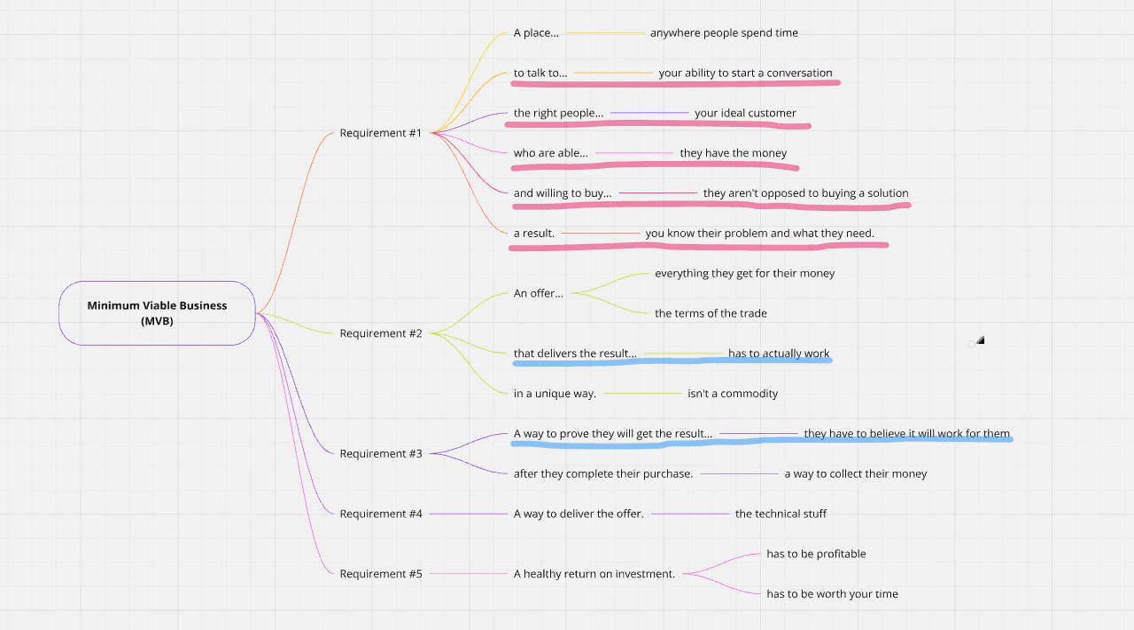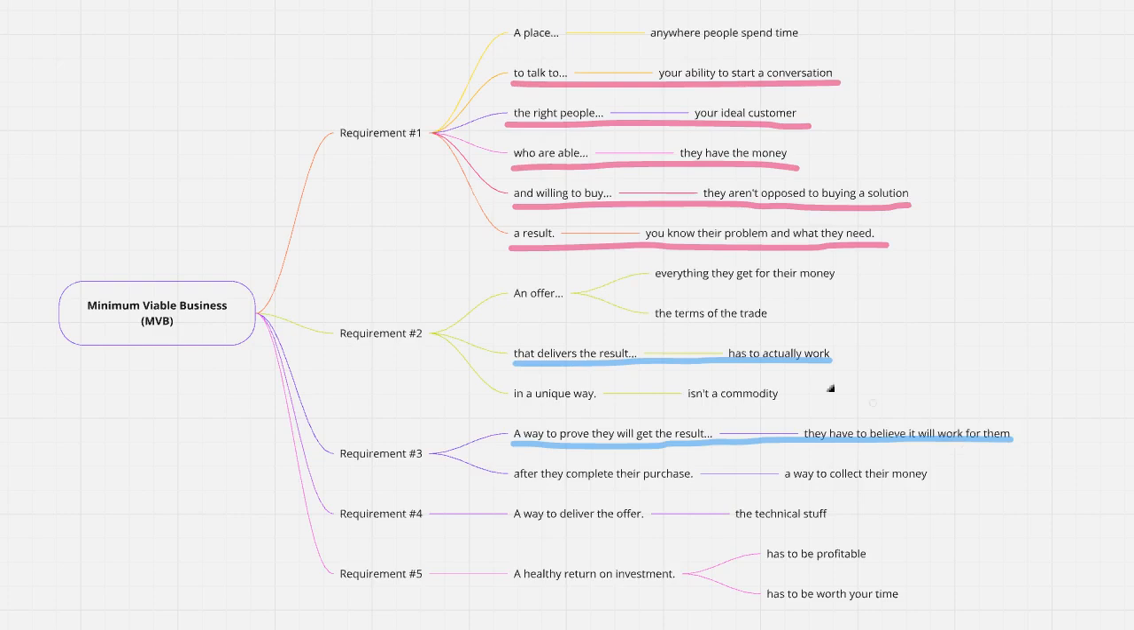All right, so far in the video series we've covered, we have pretty much handled these two blue sections of the minimal viable business. So we've already shown that we've got something that delivers the results. It actually has to work. We saw that in the last video, and we have this way to prove they'll get the result. That's going to be this before and after image, so that they believe it will work for them.